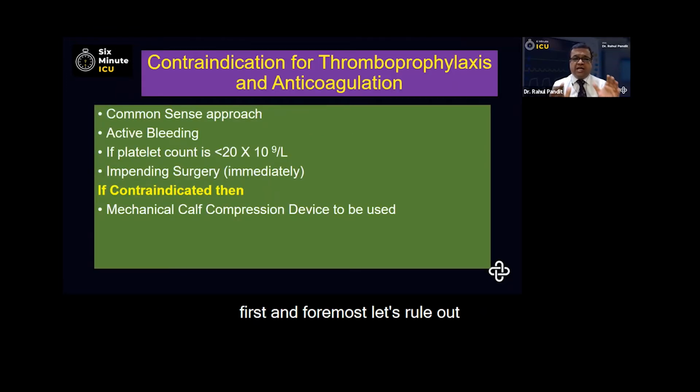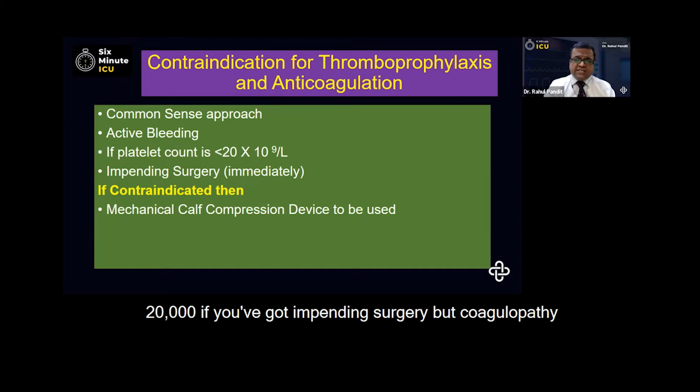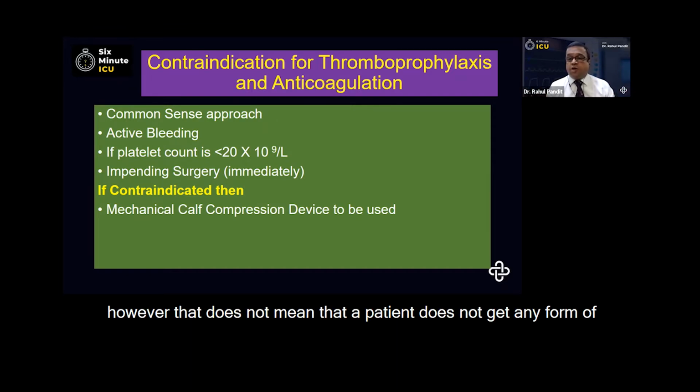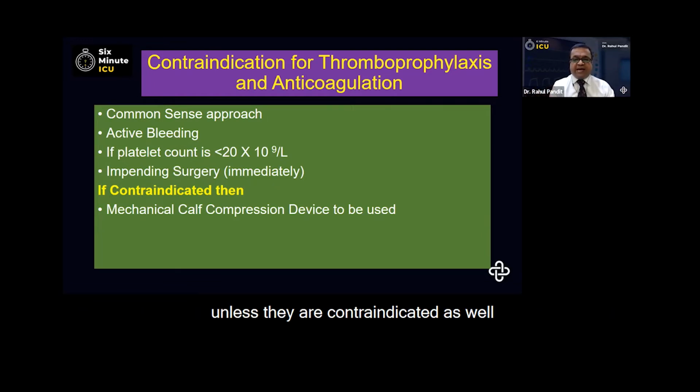First and foremost, let's rule out what the contraindications are. Again, a common sense approach is required, as I said before. If you've got active bleeding, if the platelet count is less than 20,000, if you've got impending surgery, if you've got coagulopathy, all of these would obviously refrain you from starting a patient on thromboprophylaxis or anticoagulation. However, that does not mean that a patient does not get any form of protection. You need to start them on mechanical calf compression devices unless they are contraindicated as well.